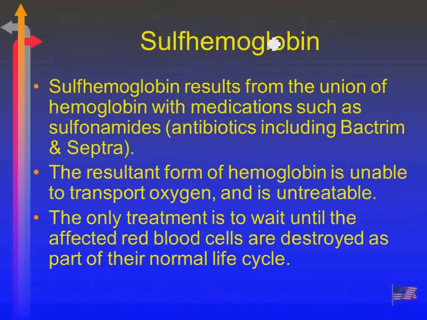There's also one called sulfhemoglobin, which is basically a complication of some medications that have sulfur as a base to them. A group of antibiotics called sulfonamides that include Bactrim and Septra, which are pretty potent, pretty common antibiotics that are in use. Large doses of them can lead to the development of sulfhemoglobin, and really there's nothing you can do about it. You just got to wait for it to be destroyed. But in the meantime, that hemoglobin is not functional.